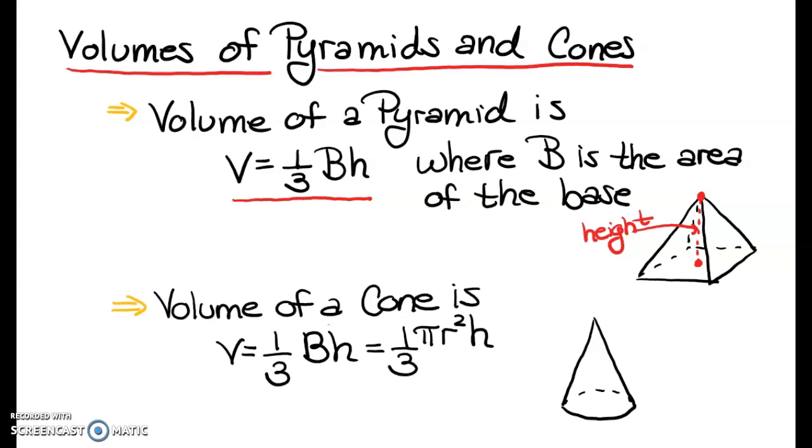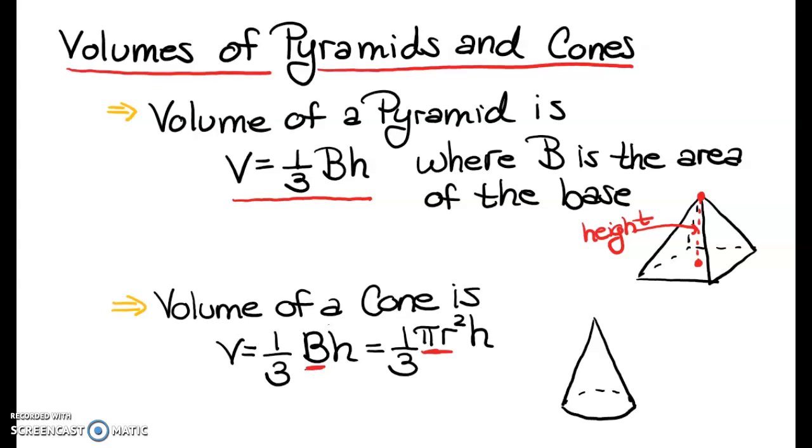So what is the volume of a cone? Well, the volume of a cone is exactly the same formula as the volume of your pyramid. It's 1/3 times the area of your base times the height of the cone. But because a cone has a base that is a circle, we can replace the area of the base with the formula for the area of a circle, pi r squared.